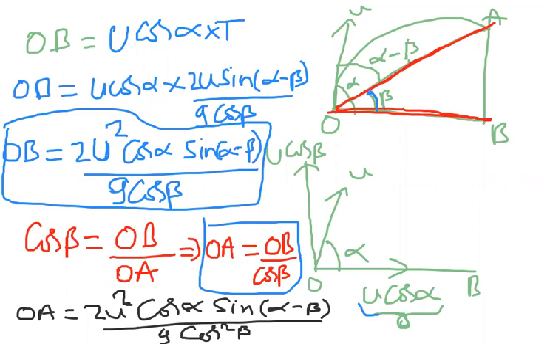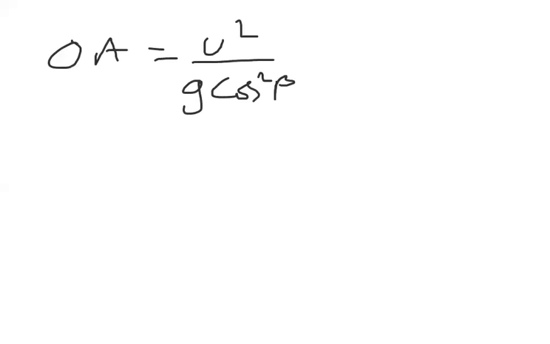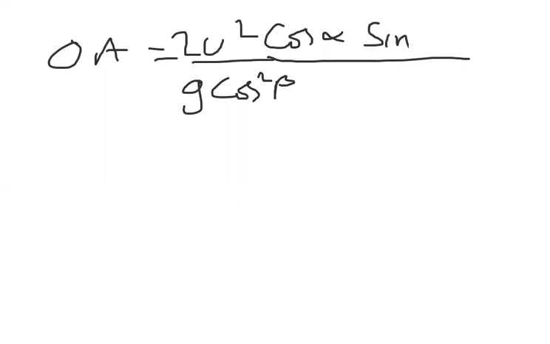Let me write in a fresh page about this OA value now. The OA value is u square by g cos square beta into, what I got here, 2 in the numerator, 2u square into cos alpha into sine of alpha minus beta by g cos square beta. So now I got this formula in this way.